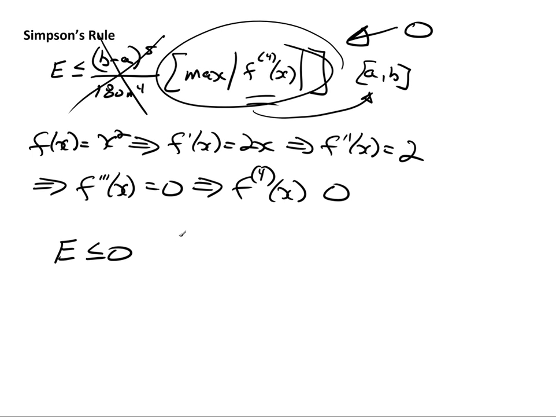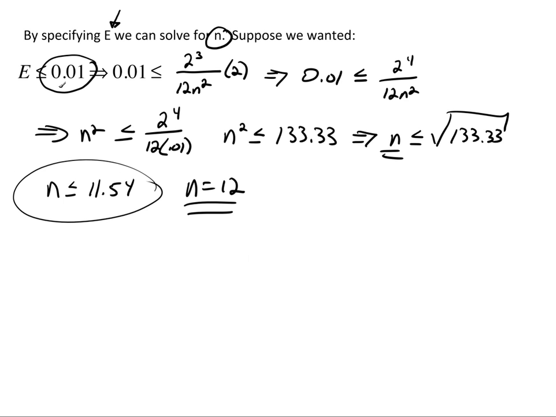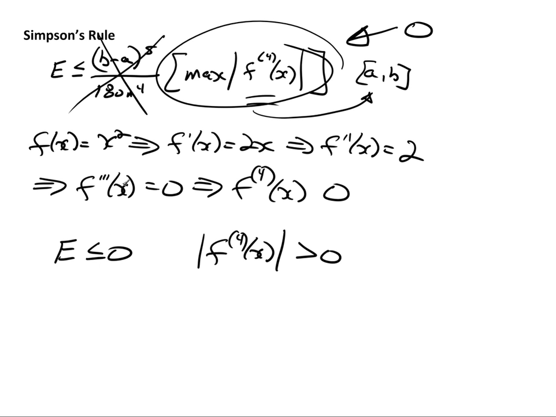Now, if my function f of x was something other than a quadratic, and if I had a situation where the absolute value of the fourth derivative of x was greater than 0, then I could have done the exact same thing I did with the trapezoid rule. I could have left n in here, and by specifying an error, I could have solved it for n and said, hey, if I want no more than this error, then I need this many subintervals.